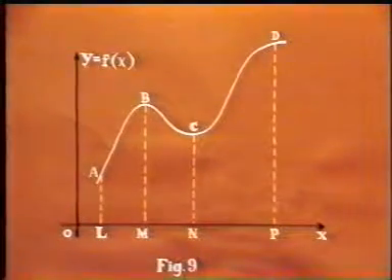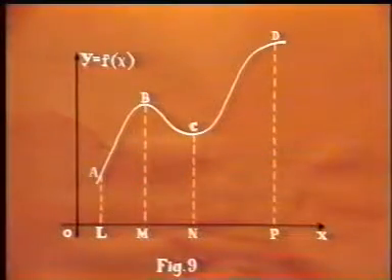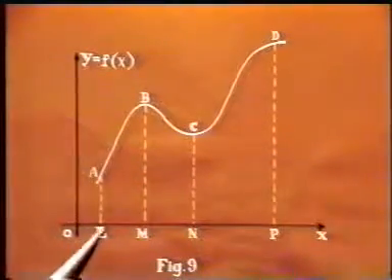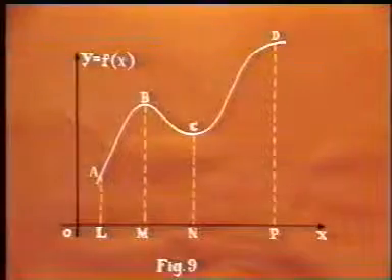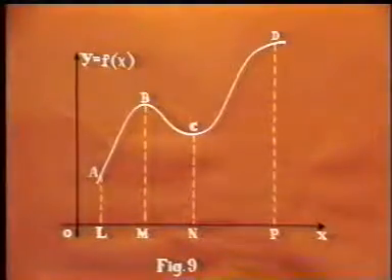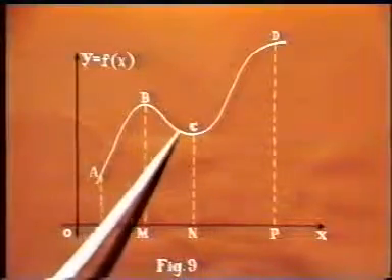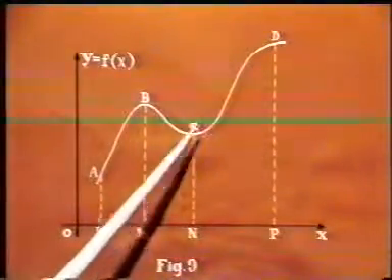Similarly, the minimum value NC is not the least value of the function. The value LA is even less than the minimum value NC. Of course, NC is least in the small neighborhood of the point C.